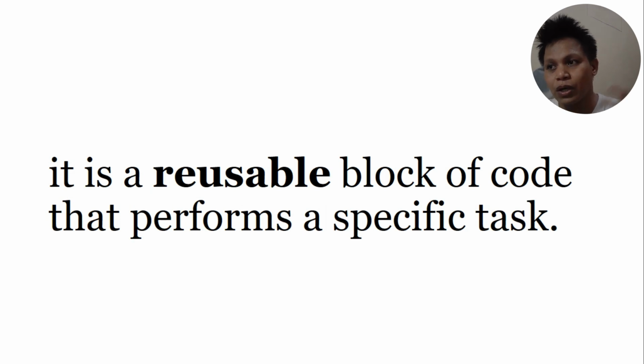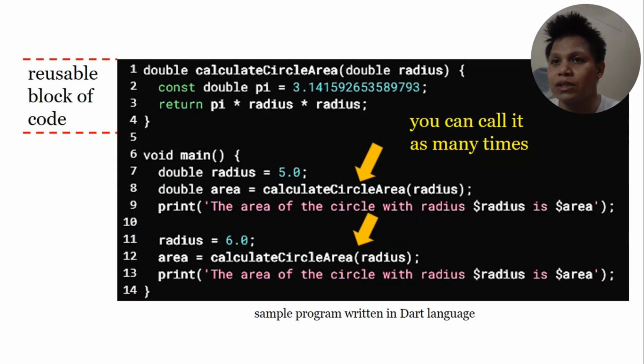When we say reusable, you can use the code again, code that performs a specific task. Now, let me give you an example of that. So let's say, for example, in this line, from line 1 to 4, we basically define a function right here, calculate circle area.